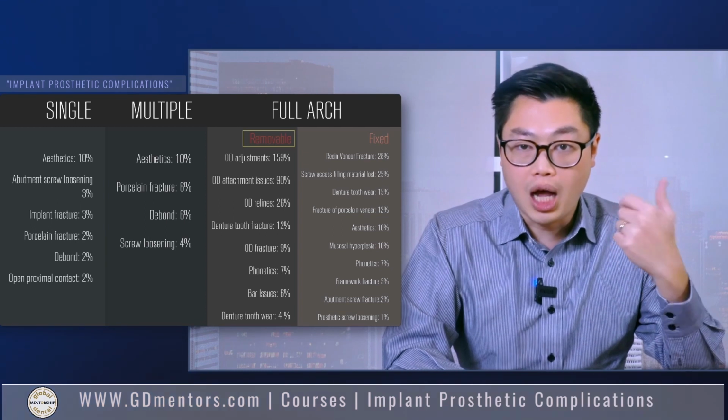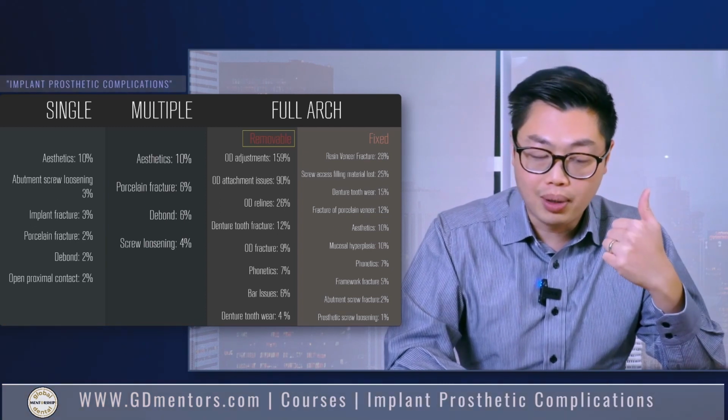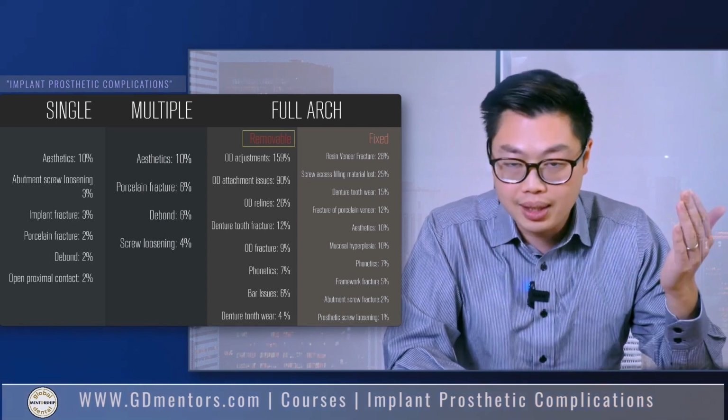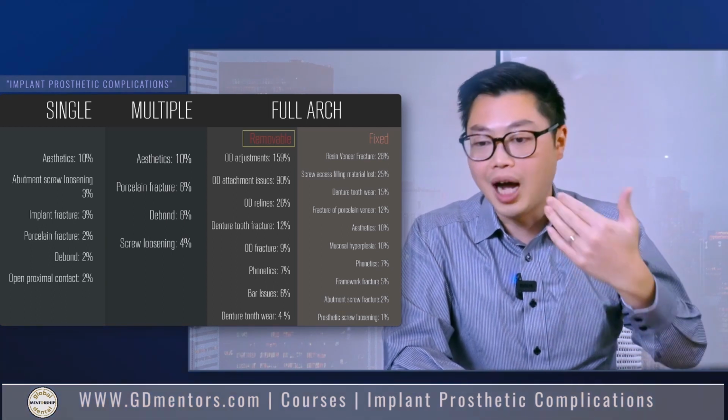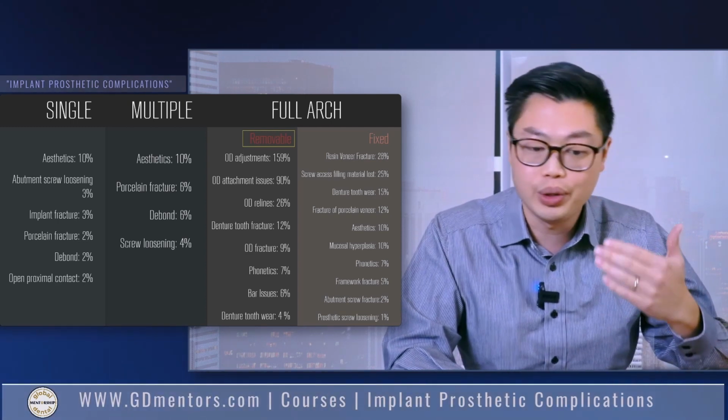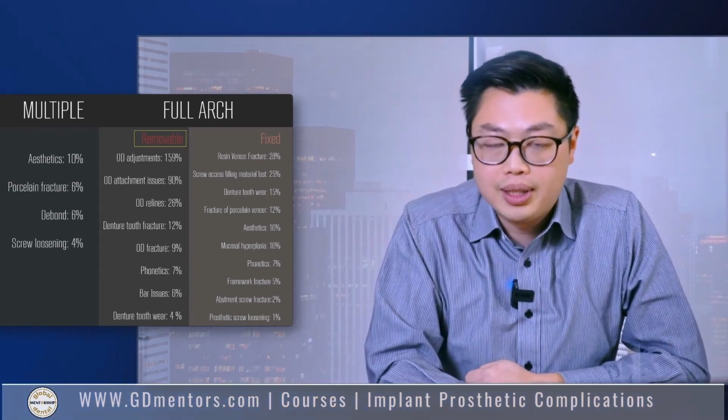By far, the most common issue with removable prostheses, which occurs apparently 159% of the time, meaning the complication occurs more than once for somebody, okay? I'm sure if you do dentures, you have experienced this yourself, where the patient is going to come back again and again for denture adjustments. So I'm not going to talk about how to fix it. You do denture adjustment, you do sore spots, occlusal issues, stuff like that.